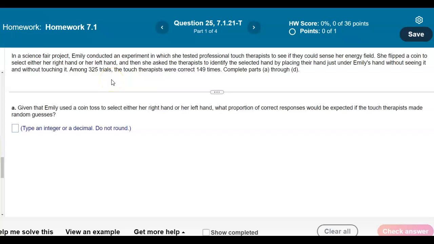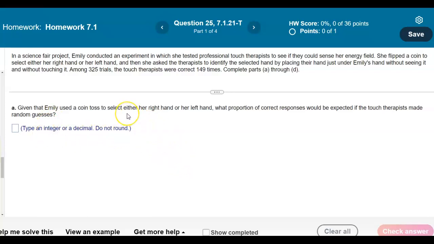Among 325 trials, the touch therapists were correct 149 times. Complete parts A through D. In part A it says, given that Emily used a coin toss to select whether her right hand or her left hand, what proportion of correct responses would be expected if the touch therapist made random guesses? Here it says to type an integer or a decimal and do not round.